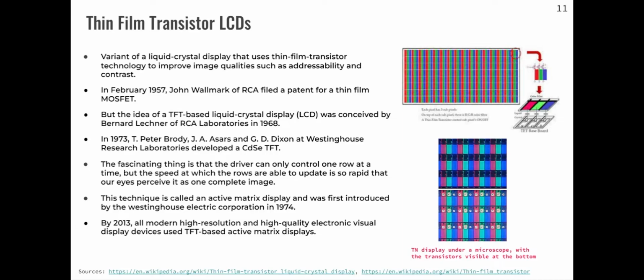One fascinating thing is that the driver can control only one row at a time. But the speed at which these rows are updated is so rapid that our eyes perceive it as a single complete image. This technique is called the active matrix display and was first introduced by the Westinghouse Corporation in 1974.